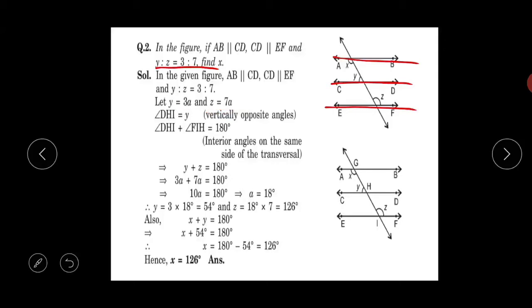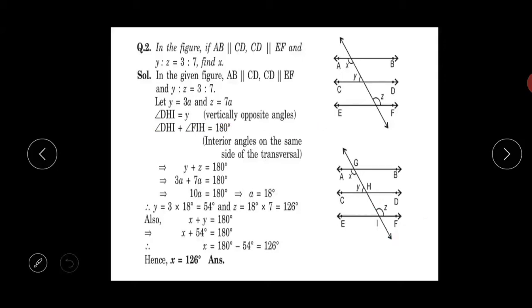Now students, look at the figure. I'm just giving names to these 3 points. Like you can see here in the figure, I have given the first point the name G, then H, and then I. Now students, look at the second figure, this one. Can I say, students, that angle y is equal to angle DHI, isn't it? Angle y is equal to angle DHI. How? Because they are vertically opposite, because these two lines are intersecting each other. That's why I can say that angle y is equal to angle DHI by vertically opposite angles.